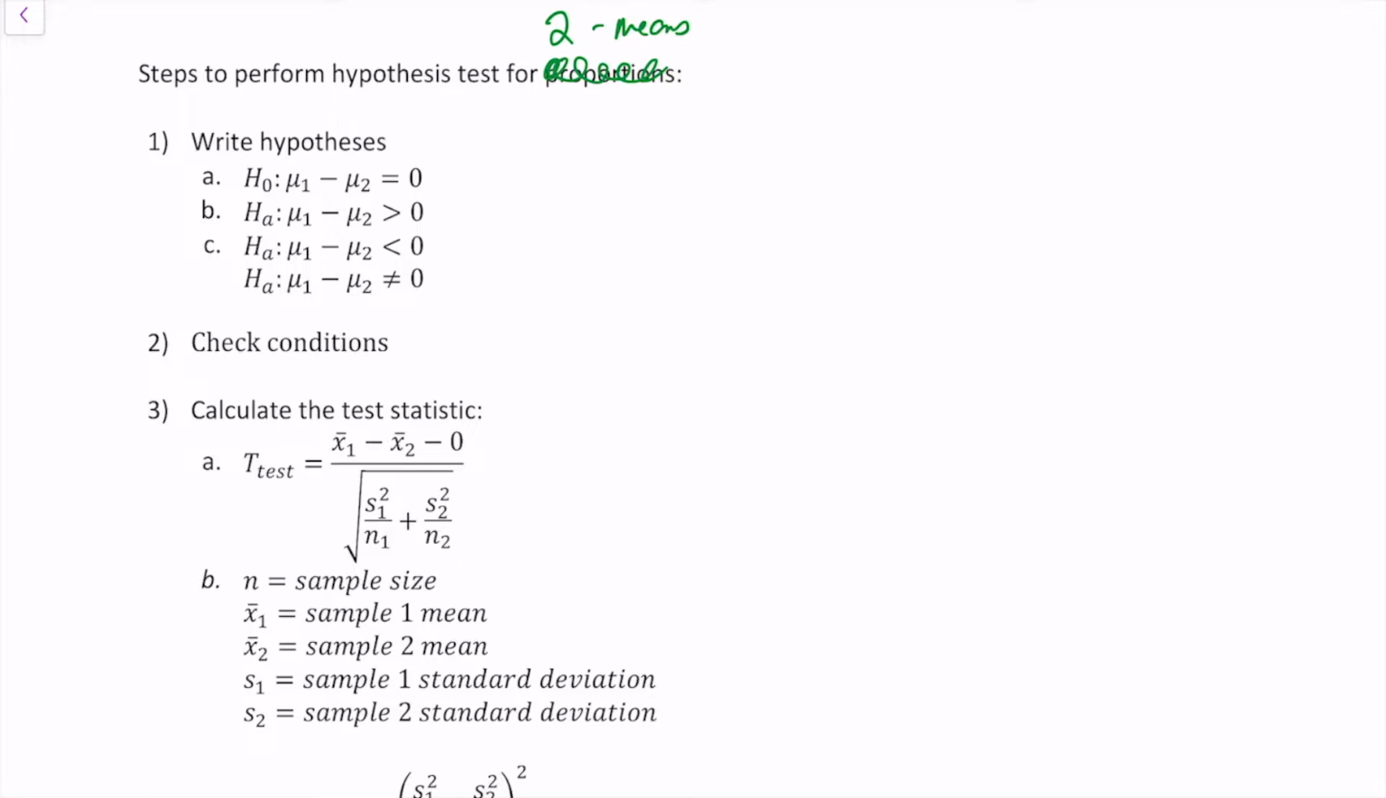And then our alternative hypothesis can take on one of three different categories. It could either be the difference of mu1 and mu2 is greater than 0, right tail test. Mu1 minus mu2 can be less than 0, left tail test, or mu1 minus mu2 cannot equal 0, and that's a two-tailed test. Okay, once again, I'm hoping that after all these videos, you guys are understanding when to use which HA. All right, after you write the hypotheses, we check the conditions, and then here we go, folks.